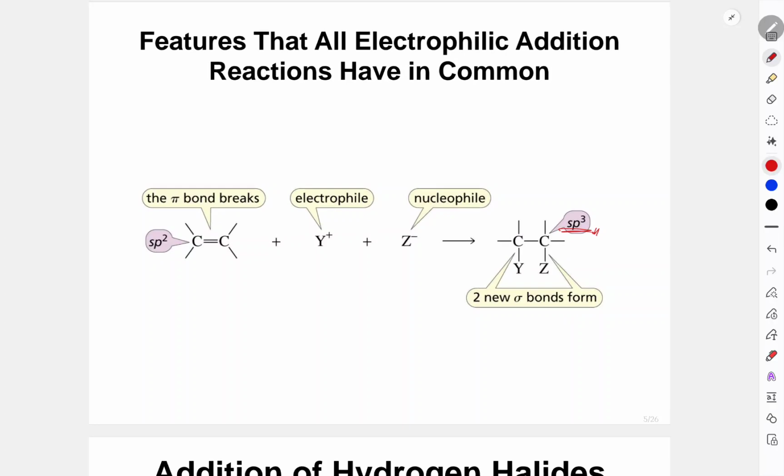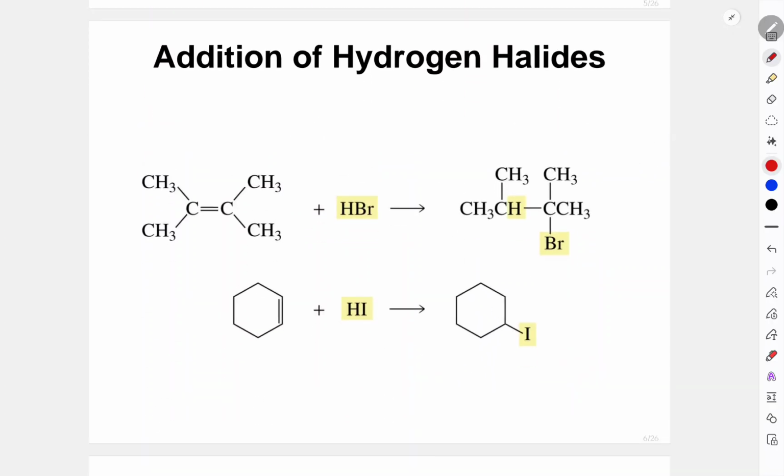And this is sort of the exemplary addition reaction of the hydrogen halides HBr and HI. They can be added to this double bond. As a result, you will generate this addition product.